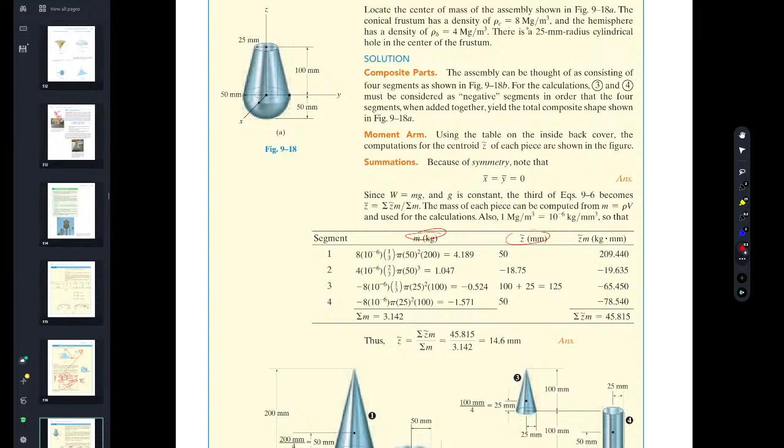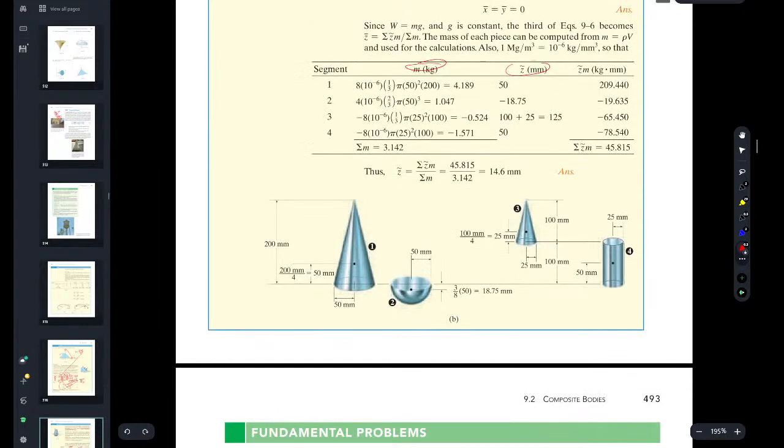There's a density, and a hemisphere has a density. Oh, there is a cylindrical hole in the center. So this is a drilled out hole. I was about to say, why does he have the 4th one? This is your hole. This is something you're clipping off the top. This is the 2 things.